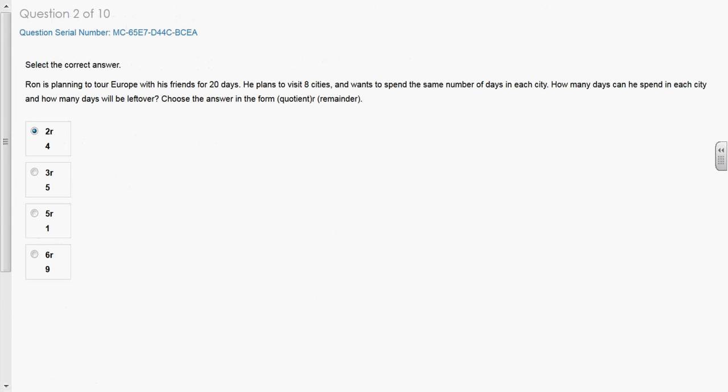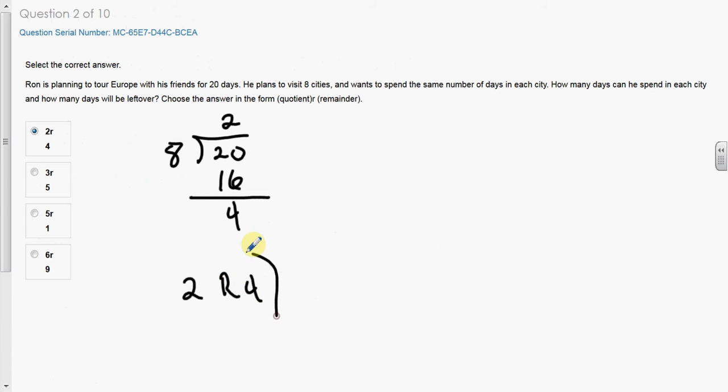The second problem: Ron is planning to tour Europe with his friends for 20 days. He plans to visit 8 cities and wants to spend the same number of days in each city. How many days can he spend in each city, and how many days will he have left over? So if you divide 8 into 20, we get 2, 16, and 20 minus 16 is 4. So this is just 2 with remainder 4.